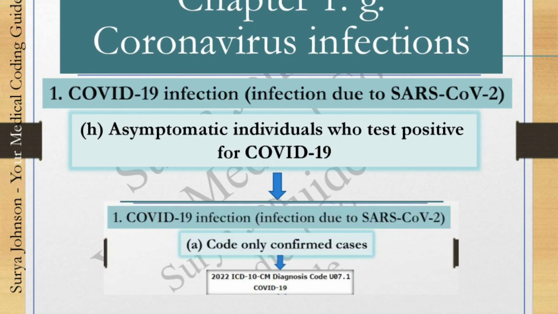So the next one, 1H, asymptomatic individuals who test positive for COVID-19. If the patient is asymptomatic, which is the patient does not have any signs or symptoms, but when tested, the patient turns out to be COVID-19 positive. So in this scenario, you will follow the 1A, which is code only confirmed cases. The patient is confirmed positive. So you will be coding U07.1 COVID-19.